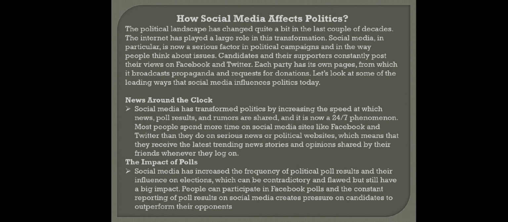News around the clock. By accelerating the speed at which news, poll results, and rumors are spread and making it a 24/7 occurrence, social media has changed politics. The majority of people spend more time on social media platforms like Facebook and Twitter than they do on authoritative news or political websites. So, wherever they log in, they are presented with the most recent stories and viewpoints published by their friends.